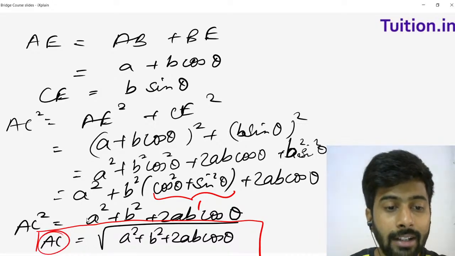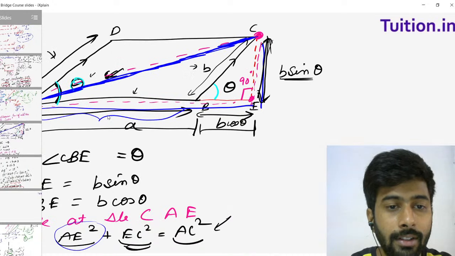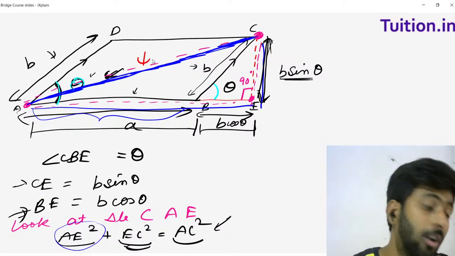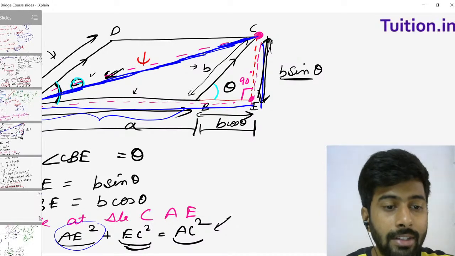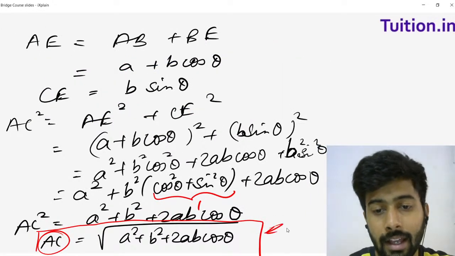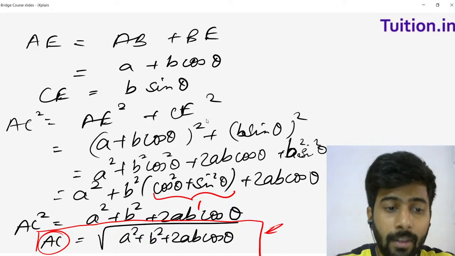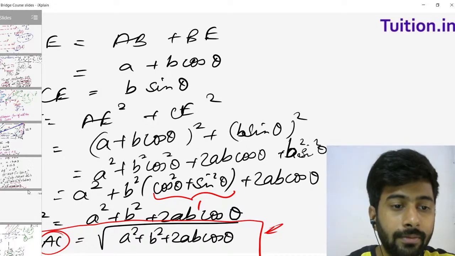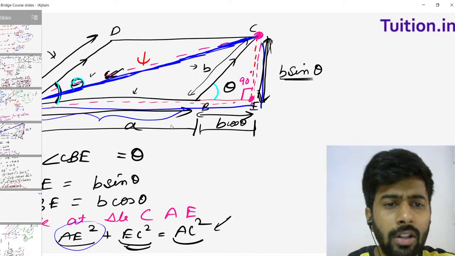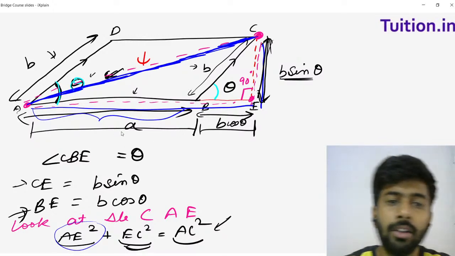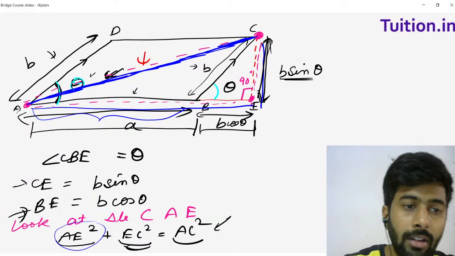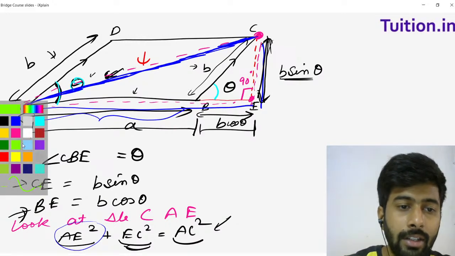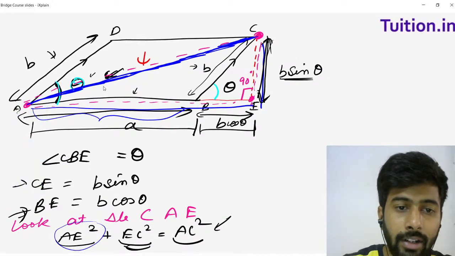This is the length of the diagonal. This AC is my diagonal, no? And I was doing all this drama to get the length of this diagonal. Now, since I have this formula with me, I have the length available with me. Okay? There's one more thing also that you can find. You can also find the angle that this diagonal makes with the vector A.